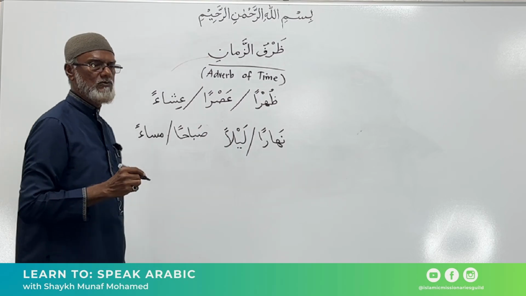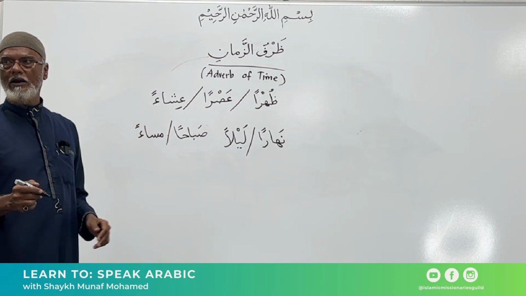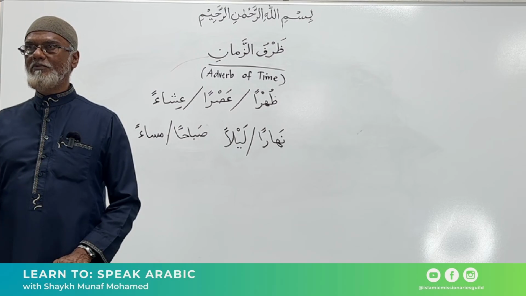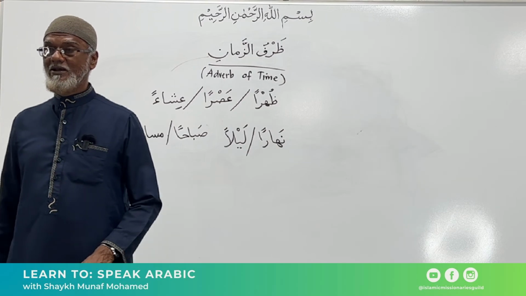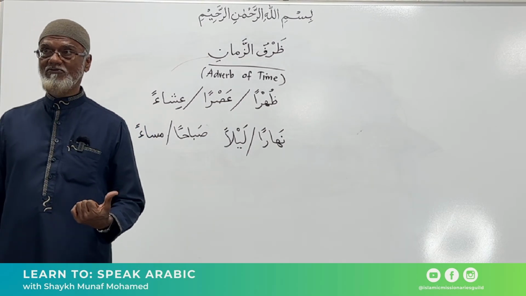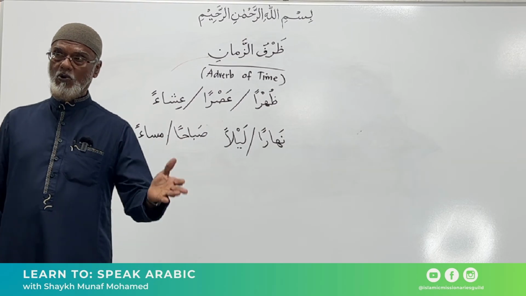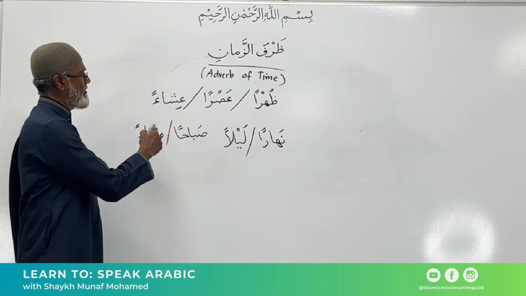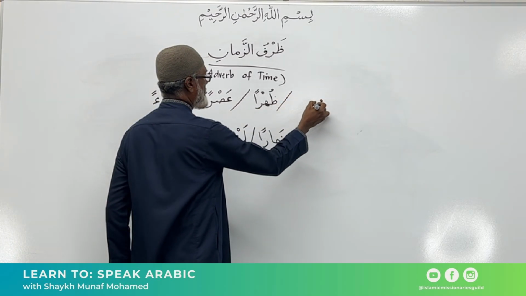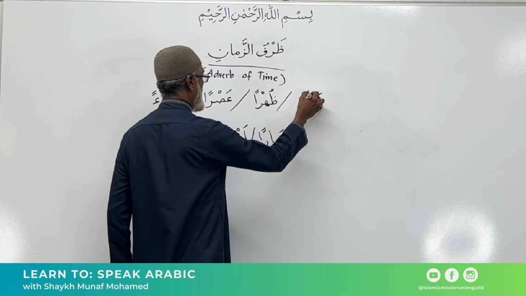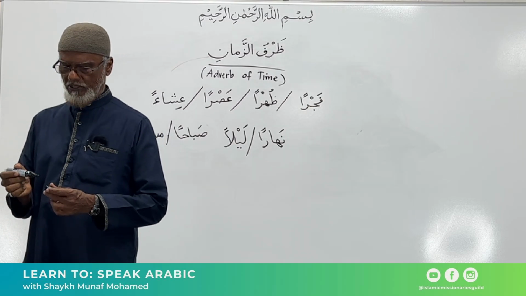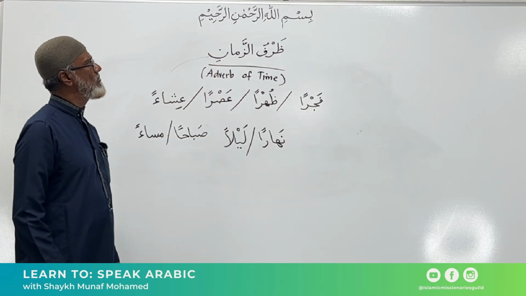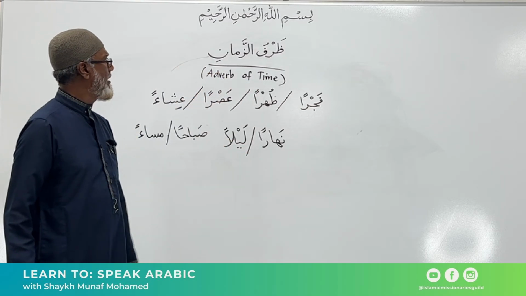عشاء. وجاءوا أباهم عشاء يبكون. They came in the night, the brothers of Yusuf alayhi salam. They came to their father in the night, crying. So you have عشاء. And you have the word fajran. So that is break of dawn time. All of these words point to adverbs of time.